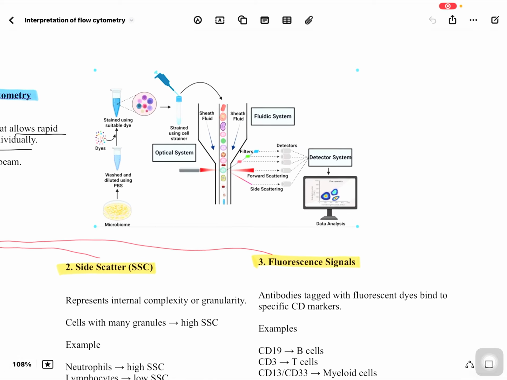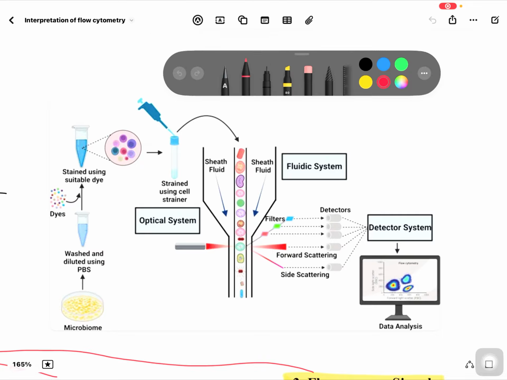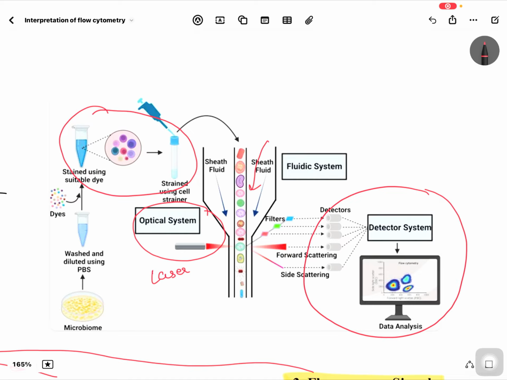So, what is flow cytometry? I want you to focus on this diagram. Flow cytometry is a technique that analyzes physical and antigenic properties of cells using laser-based detection. What are the components? First, the fluids. Then the next component is optics, where laser beams are used, and the last component is electronics, which helps in detection of the cells.